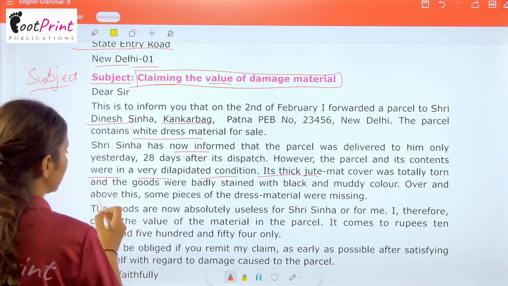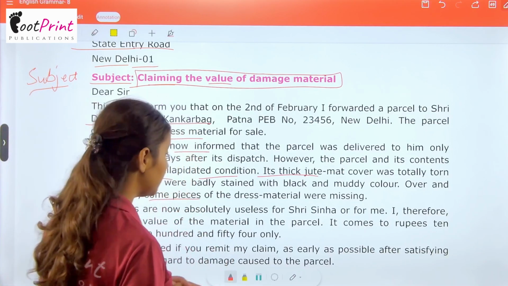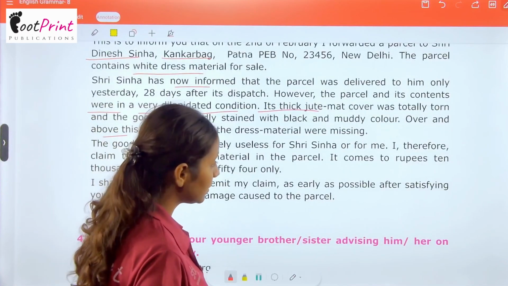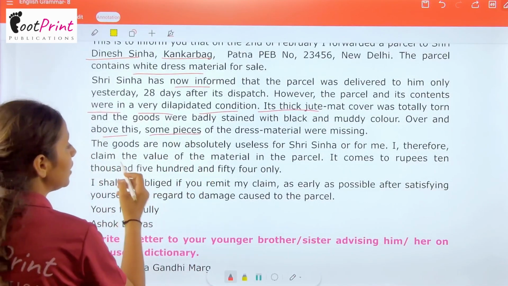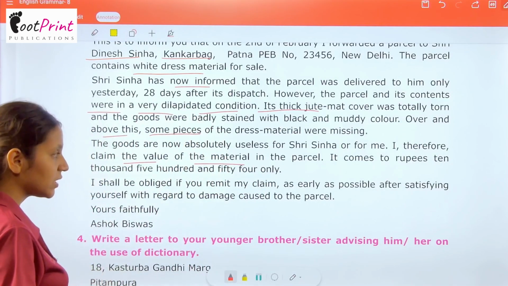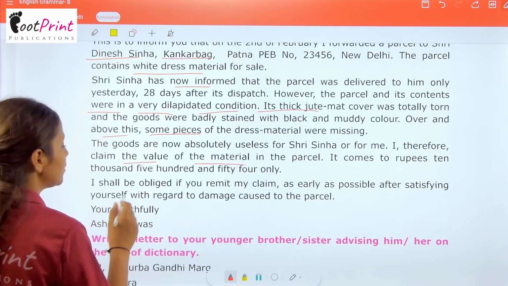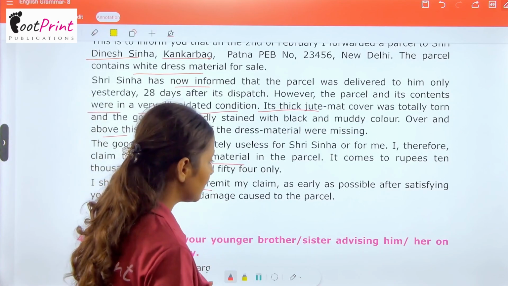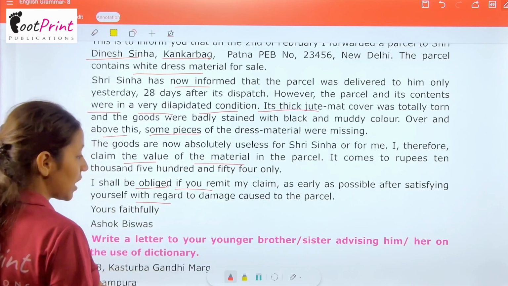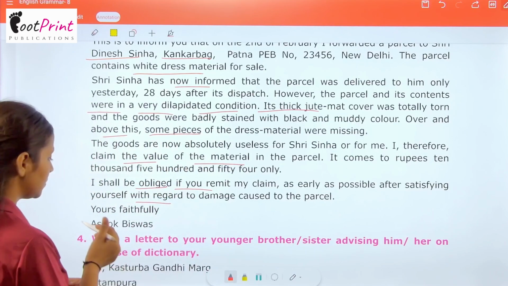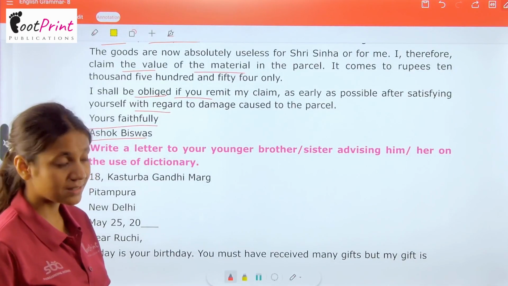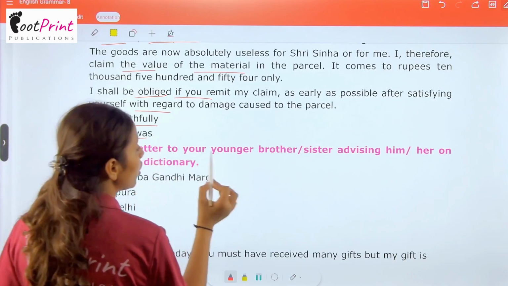Over and above this, some pieces of the dress material were missing. The goods are now absolutely useless for Shri Sinha or for me. I therefore claim the value of material in the parcel. It comes to rupees 10,554 only. I shall be obliged if you remit my claim as early as possible after satisfying yourself with regard to damage caused to the parcel. Yours faithfully, Ashok Biswas. Then we have the next letter, that is, write a letter to your younger brother.